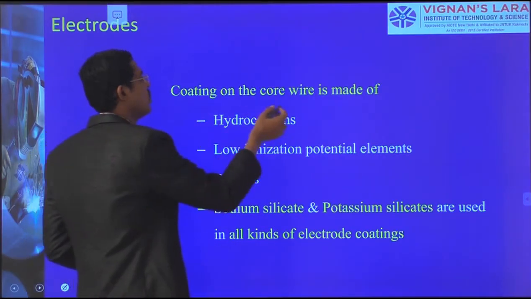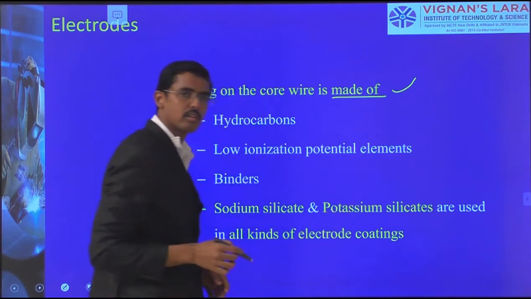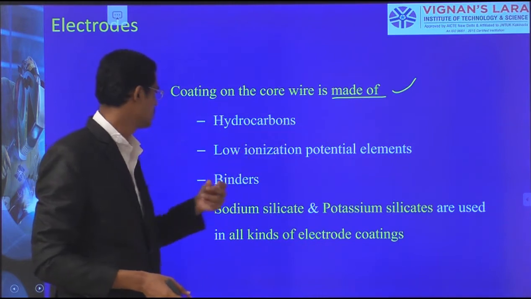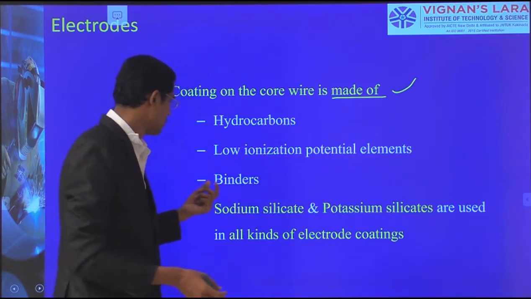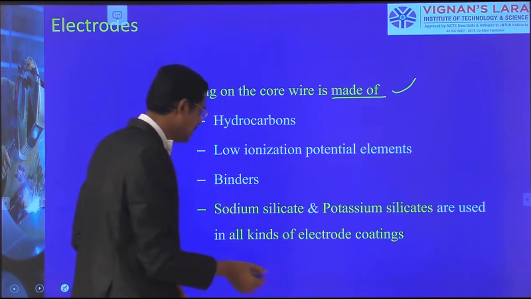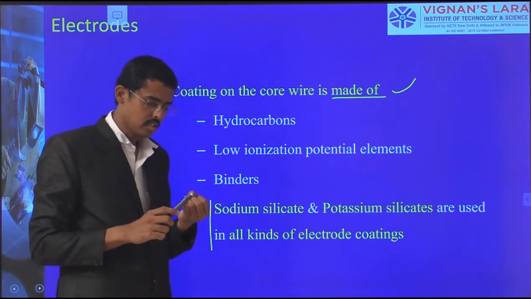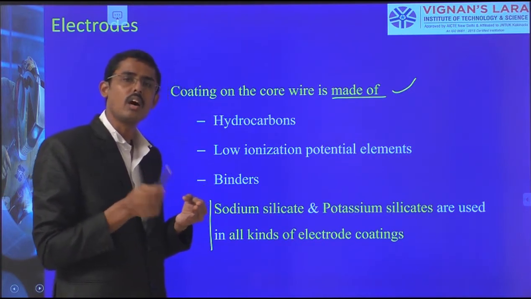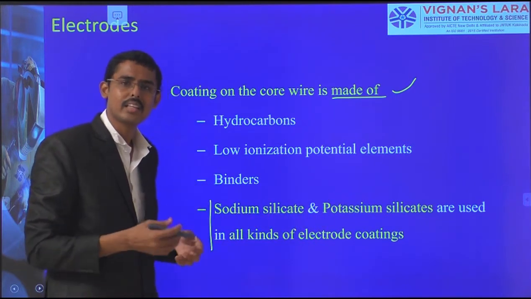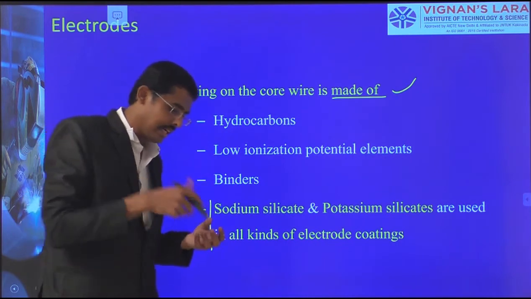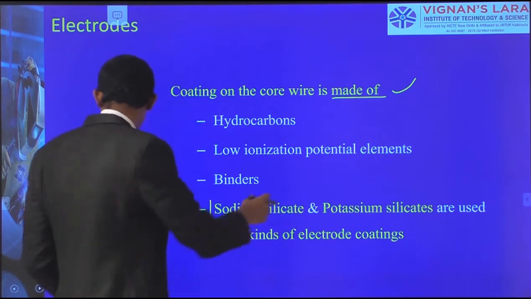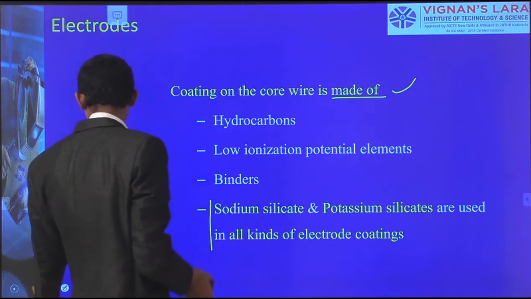The coating on the core wire is made up of materials to give conductivity and arc stability and to avoid spatter. We are using hydrocarbons, low ionization potential elements, binders, and sodium silicate and potassium silicate, which are used in all kinds of electrodes. We have 3 kinds of electrodes: basic, rutile, and cellulose. In all these 3 we add sodium silicate and potassium silicate to create the ionization process, so that the current flows through without any obstacles. Therefore, we are adding these 2 silicates.